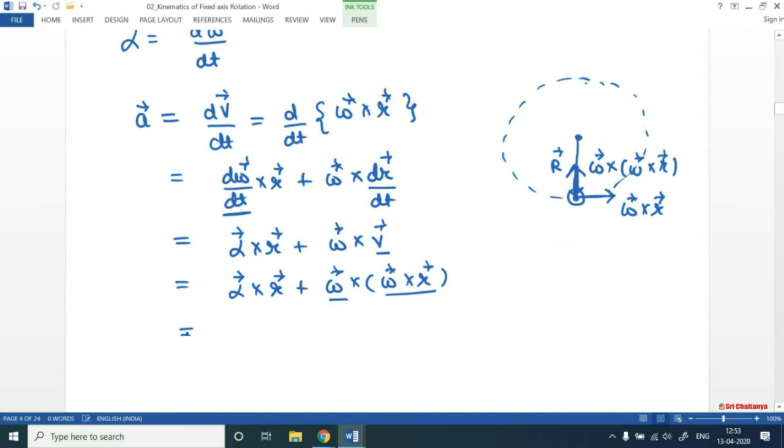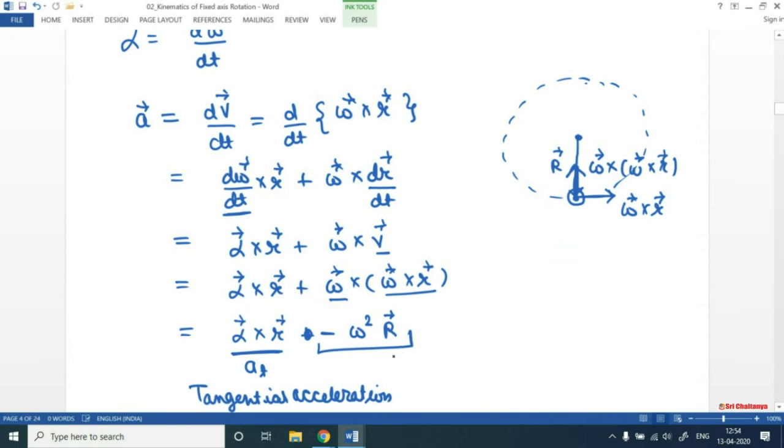So in other words, we can write this as alpha cross r, and this will simply become, rather, a negative sign we will be using, so that will become minus omega square r vector. This first term here is basically the tangential acceleration, and this term over here is directed towards the axis. So this term is known as axipetal acceleration.